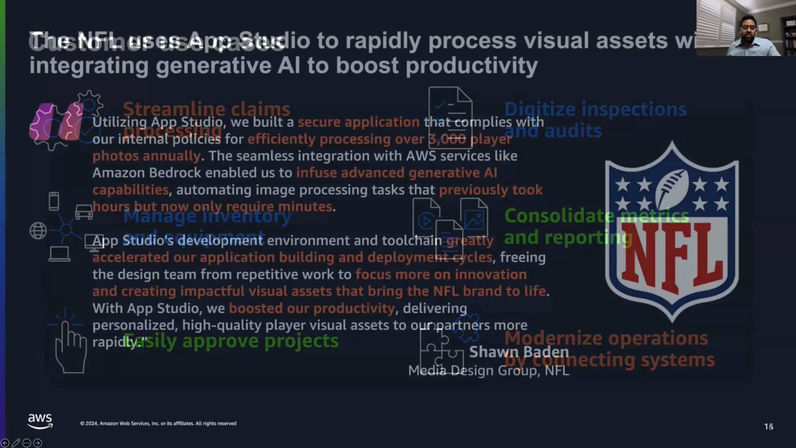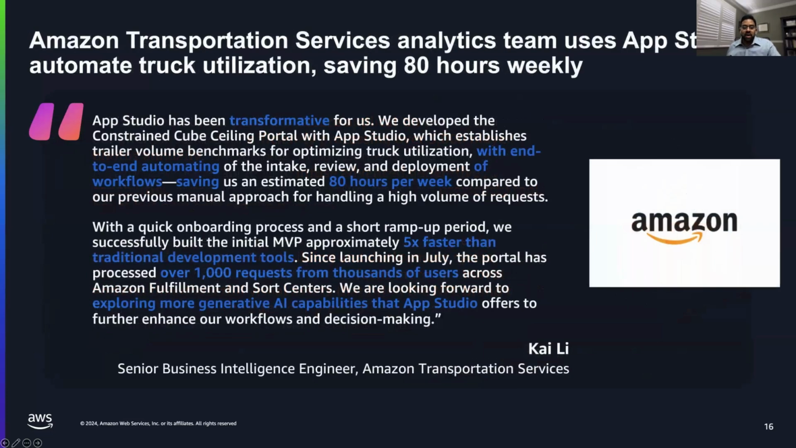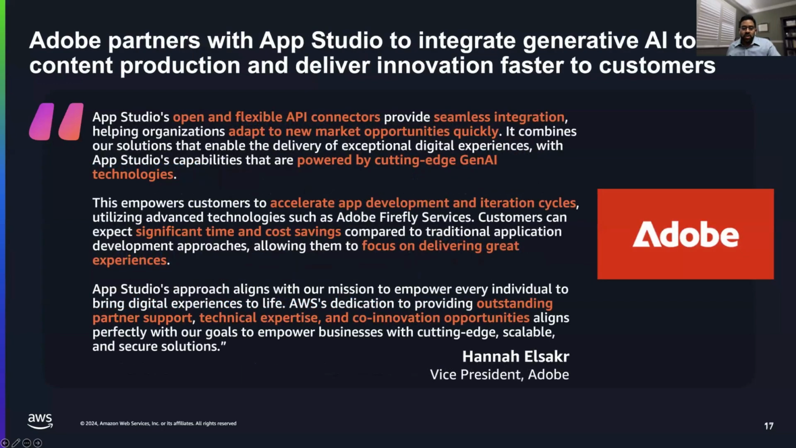And don't just take my word for it. Here are some of our customers who are actually using this service. For example, the National Football League uses App Studio to rapidly process visual assets, integrating generative AI to boost productivity. We also have the Amazon Transportation Service Analytics team that uses it, and they've been saving about 80 hours every week. Adobe partners with App Studio as well to integrate with Gen AI to scale content production and deliver innovation faster to customers.